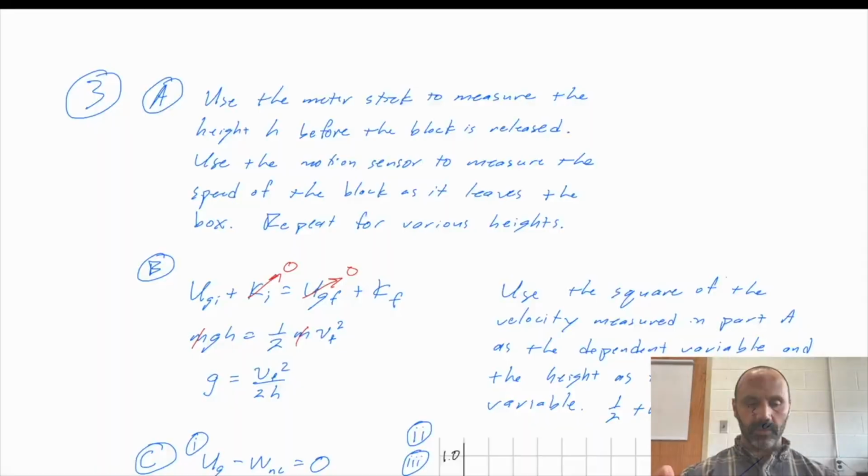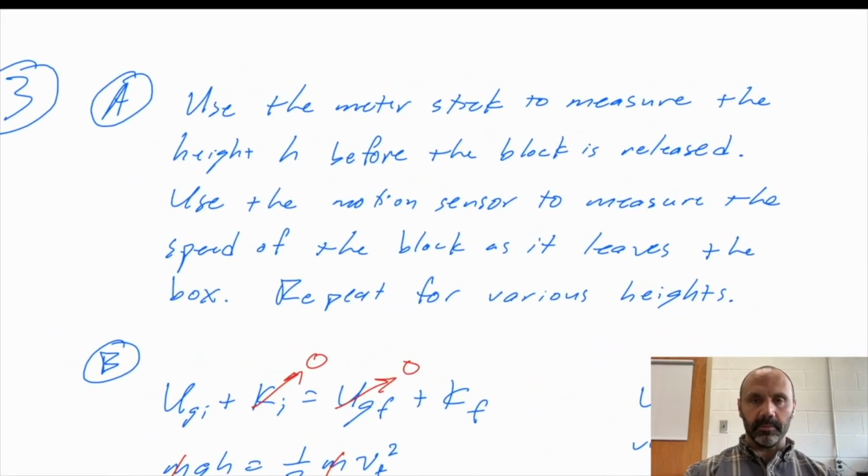So some key things, you want to mention the equipment that you have, and you want to describe how you're going to use it. So I said, I'm going to use the meter stick, so I'm naming the equipment, to do what? To measure the height before the block is released. Okay, great, right? I'm specifying before the block's released. What am I measuring? I'm measuring height. And then I'm going to use the motion sensor. I'm identifying the piece of equipment to measure the speed, right? So that's the quantity of the block as it leaves the box. And then I'm going to repeat this for various heights. So I'm telling you what I'm going to use, how I'm going to use it, and the data that I'm going to get. And then I'm talking about doing that multiple times.